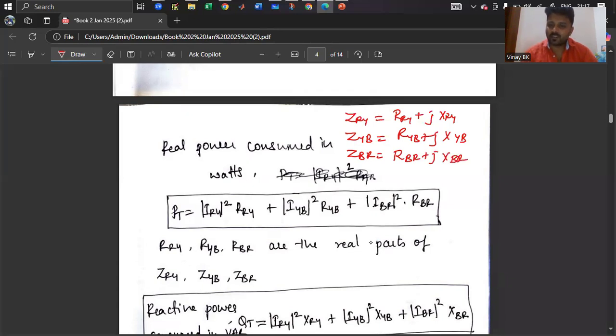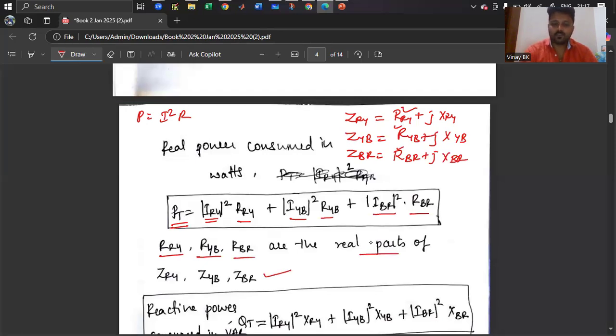Real power means you need to consider the real values. Power is given by I square into R. So the real power is given by IRY square into RRY, plus IYB square into RYB, plus IBR square into RBR, since three phase currents are flowing. Here RRY, RYB, RBR are the real parts of the loads.